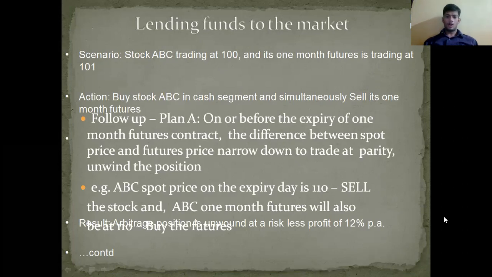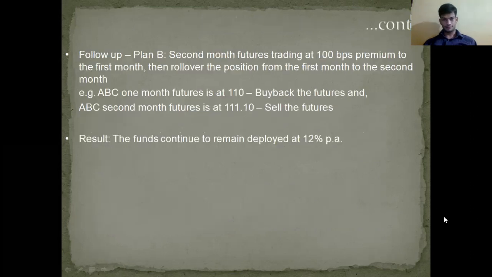Follow up a plan before the expiry of the month's future contract. The difference between spot price and future price narrows down, so the trade is partly unwound at the price. For example, ABC spot price on the expiry day is 110 and selling the stock at 12% more. Then the return of 12% is the lending fund market price.